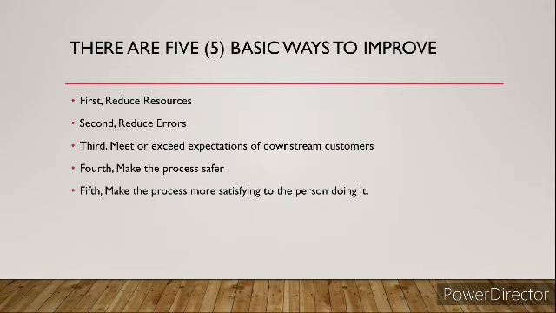There are five basic ways to improve a process. First is reduce resources. A process that uses more resources than necessary is wasteful. Reports that are distributed to more people than necessary waste copying and distribution time, material, user read time, and eventually file space. Second is reduce errors.